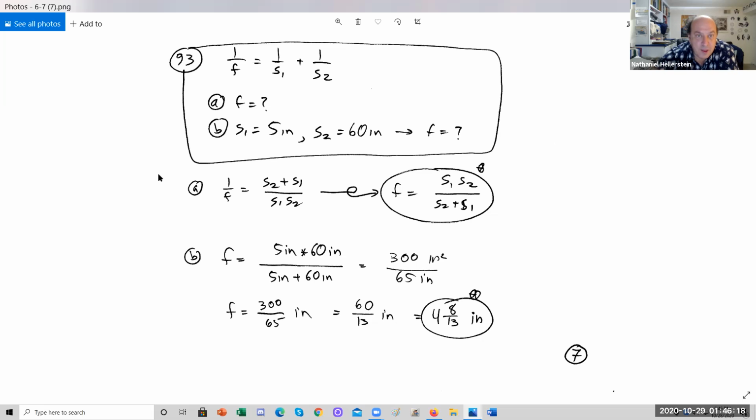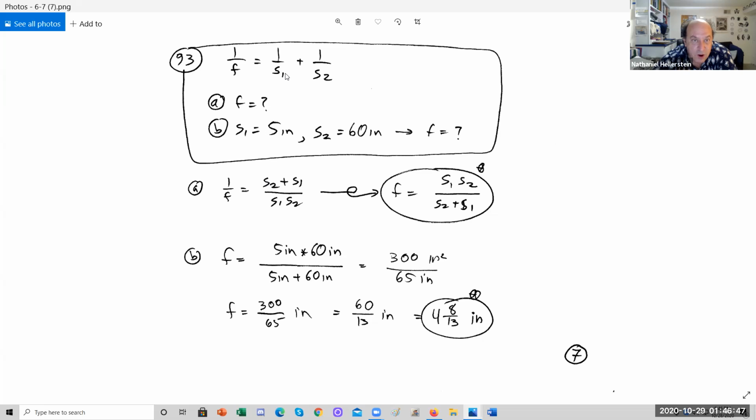All right. 1 over f equals 1 over s1 plus 1 over s2. This has to do with focal lengths of compound lenses. So you have a lens with focal length s1 and another with focal length s2. Put them next to each other and you get a combined lens with a focal length given by this equation. So first question is, what is f in terms of the s's? And given that s1 is 5 inches and s2 is 60 inches, what is f?